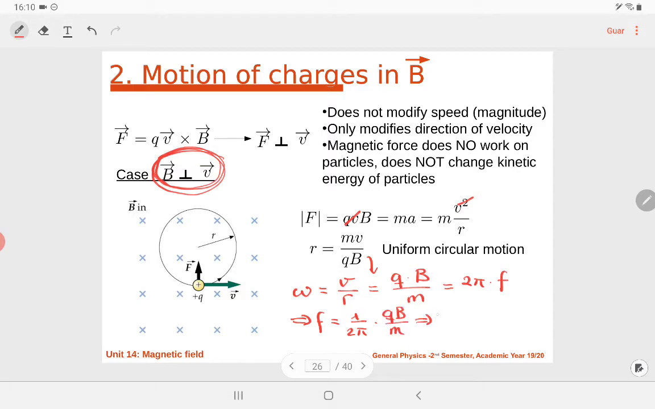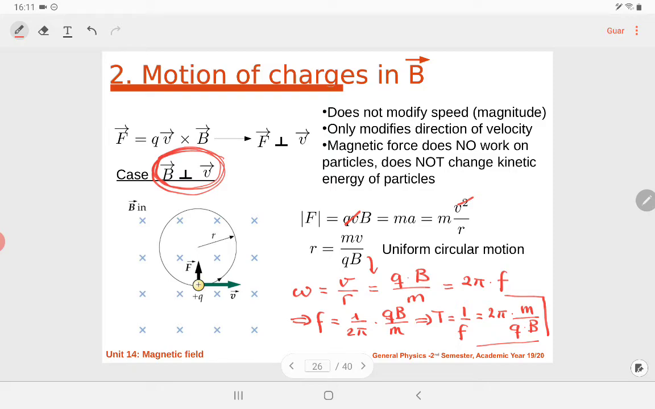And as we know that the period of this motion is 1 divided by this frequency, this period, what is called the cyclotron period, is going to be equal to 2 pi times the mass of the particle that is moving through this uniform circular motion divided by q times B. Which is quite interesting. It does not depend on the actual speed of the particle, but on the relation between the mass and the charge of the particle and the intensity of the magnetic field.